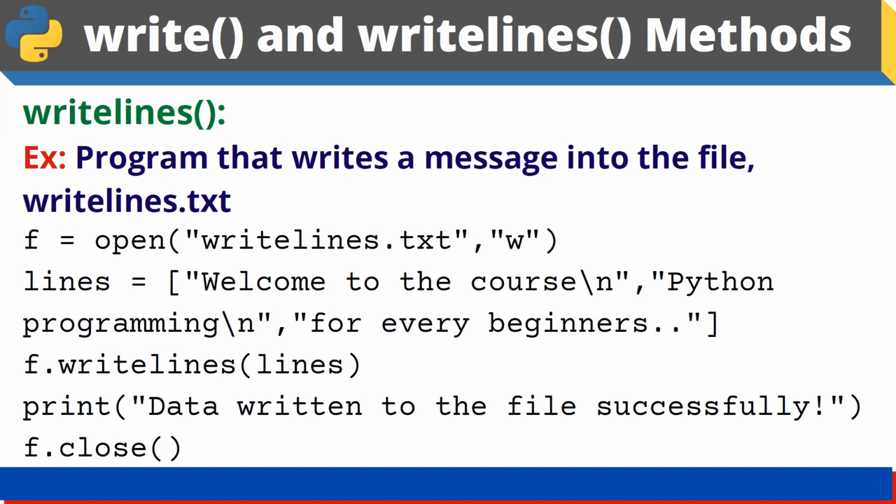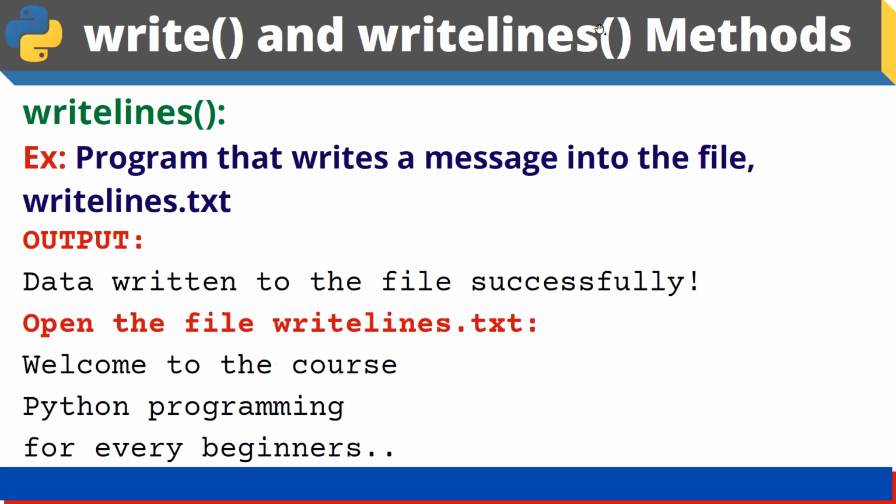Now this is the example program, and we can use a list here. That is, f equal to open writelines.txt and the mode is w. Then lines equal to, we are using a list here, "welcome to the course \n". We have to use the end of line character \n internally, "Python programming \n", and "for every beginners". Then f.writelines, and we have to give the list here, the argument is lines. Print data written to the file successfully, and f.close. Now we will run this program.